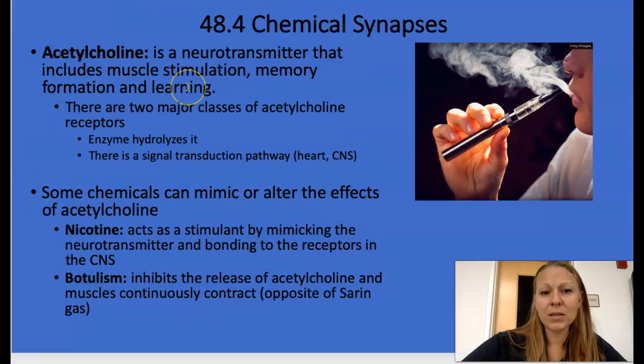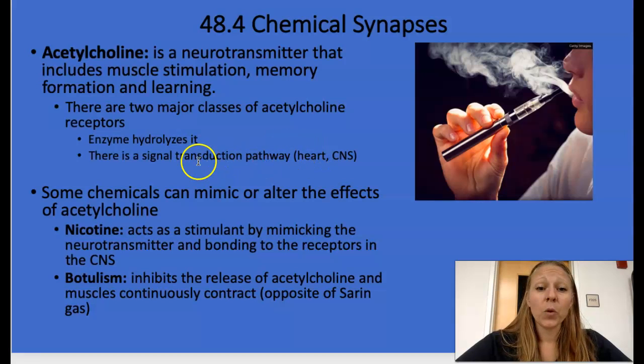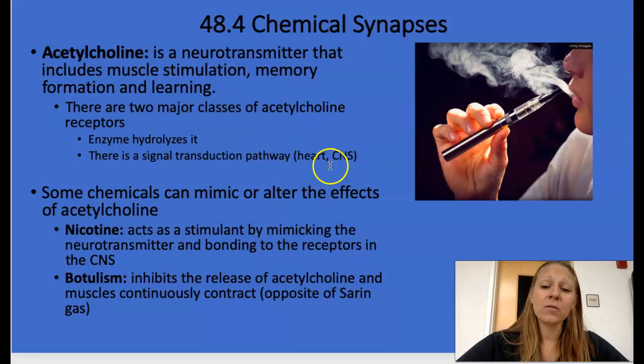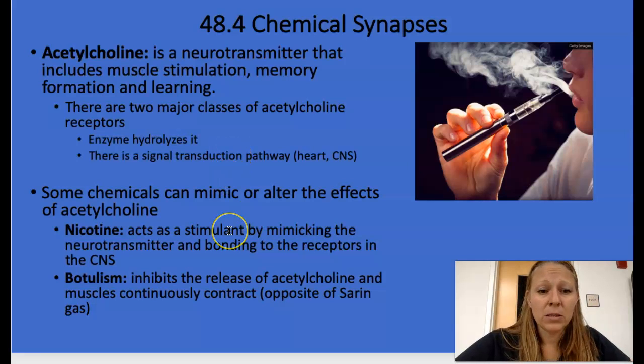Acetylcholine. So we were just talking about acetylcholine with the sarin gas. It is a neurotransmitter that includes muscle stimulation, memory formation, and it's incorporated in learning. There are two major classes of acetylcholine. Ones that are broken down by an enzyme, and another that, when it's broken down, there's a signal transduction pathway. However, do not worry about the signal transduction pathway. That's going to be for your heart, for your central nervous system, and we haven't talked about signal transduction pathways. And so don't worry about that. That's the part that I told you not to worry about.